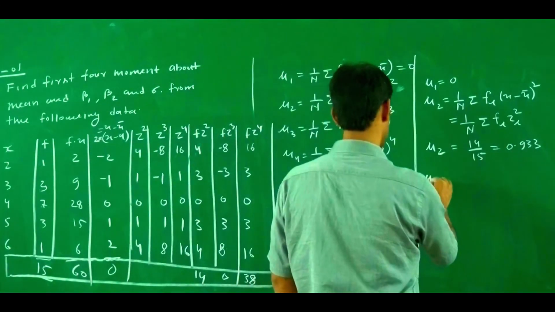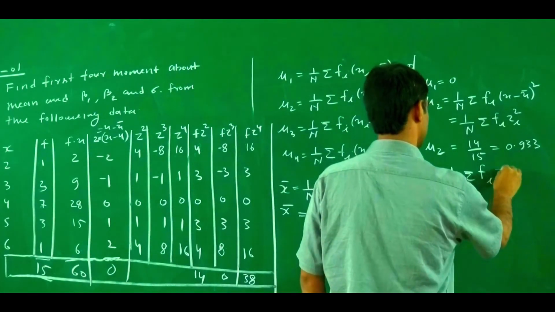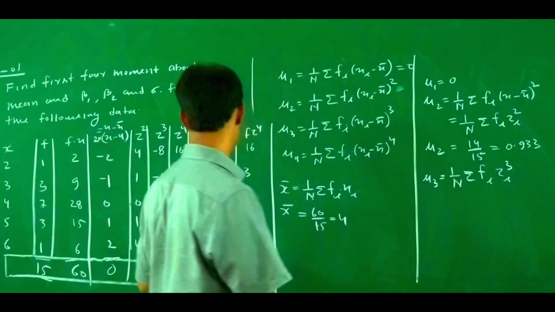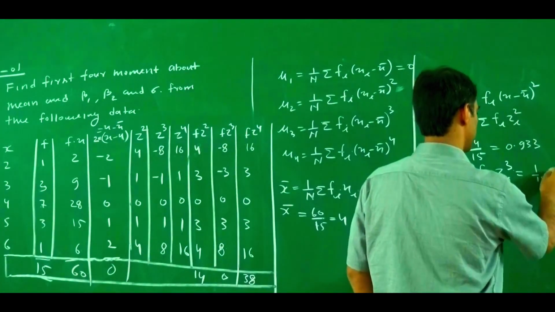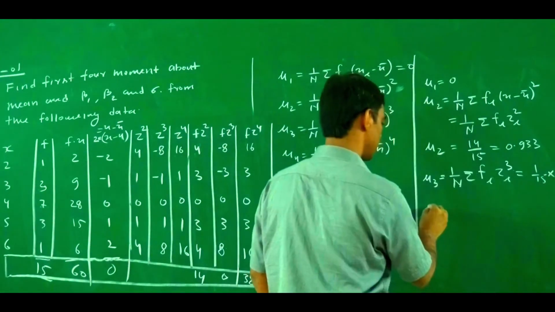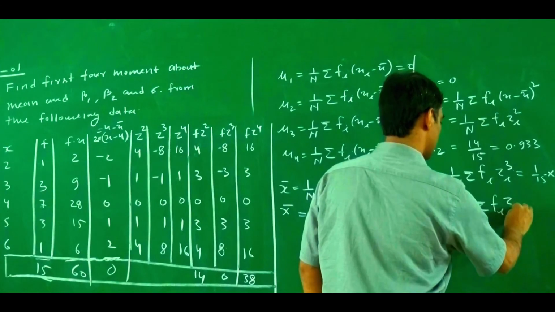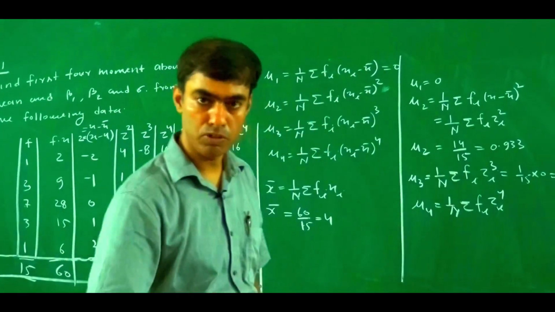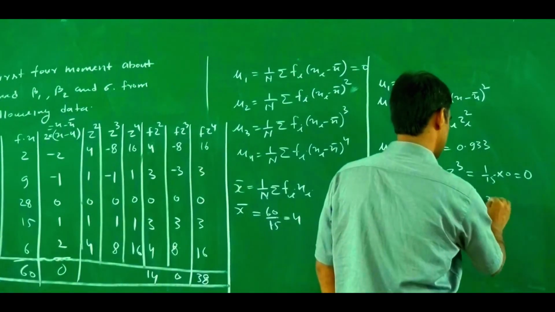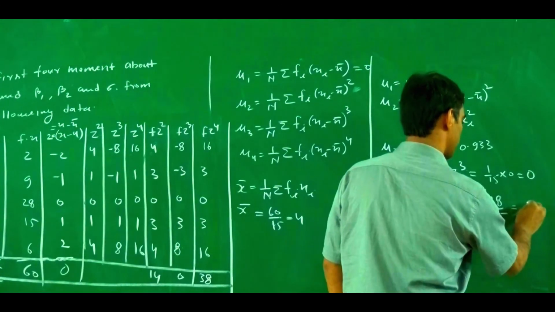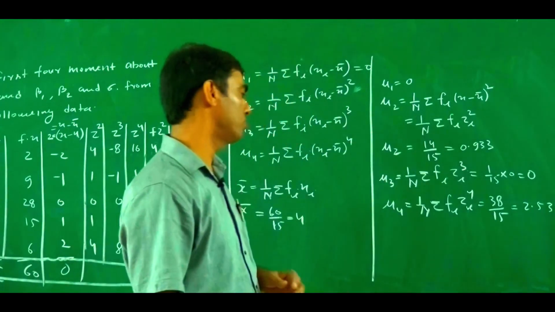Now what is the value for mu3? Mu3 equal 1 upon n summation of fi zi cube. What is the value for fi zi cube? This one is a 0. So what is the value for this one? 1 upon 50 into 0. What is the value for this one? 0. Similarly, what is the value for mu4? 1 upon n summation of fi zi to power 4. So what is the value for zi to power 4? This one is 38. So what is the value for this one? 38 divided by 15. This becomes 2.533. So this one is the value for mu1, mu2, mu3 and mu4.